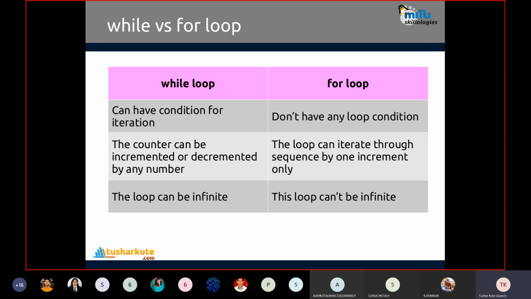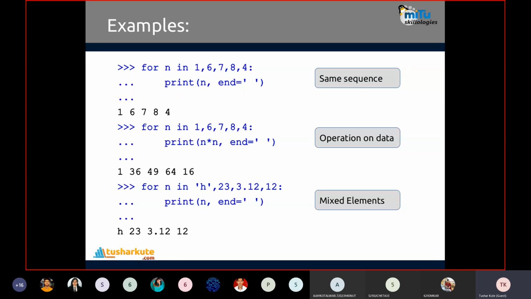And while loop, the loop can be infinite. Okay, while loop is infinite. We already seen when the while loop can be infinite because of the conditions. If condition is not satisfied, or if it is satisfied continuously, that time the while loop can be infinite. And for loop, we don't have a condition. That's why this loop can't go on infinite phase. Okay, that's it. Now let's go for some examples.